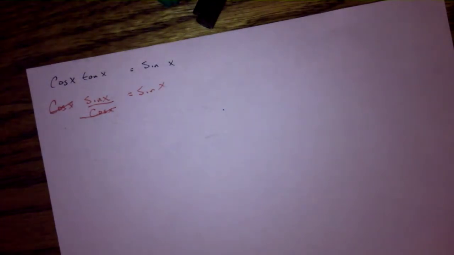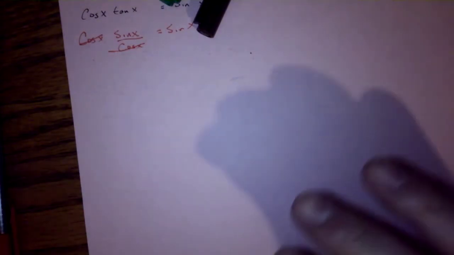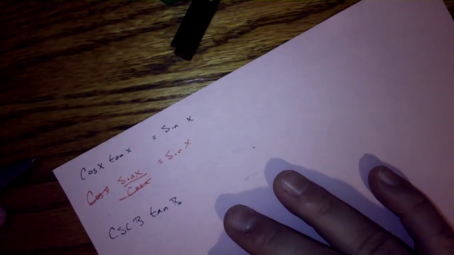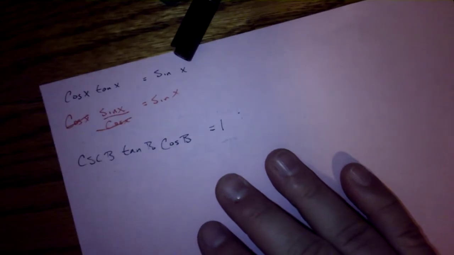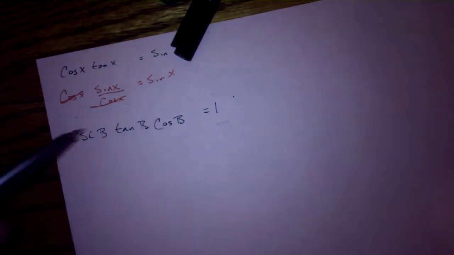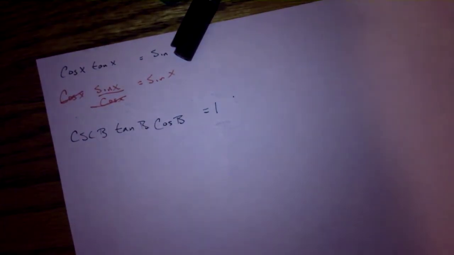Okay? Let's go to a little more difficult looking one. Let's skip down to problem number 4. Problem number 4 has a lot more words in it, more terms, and it wants us to convert cosecant of b, tangent of b, and cosine b. We want to convert this to 1. Well, like I said, I have a bunch of stuff. I'm going to start turning them into fractions.